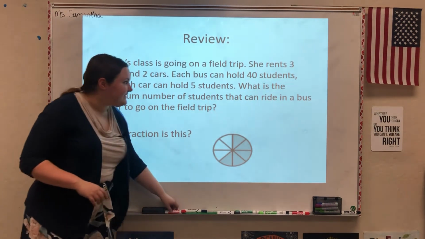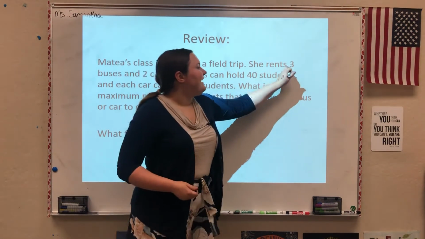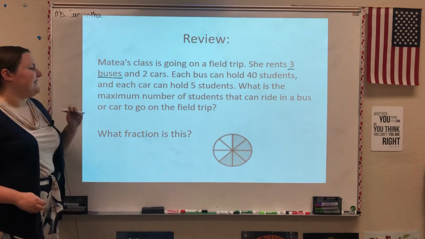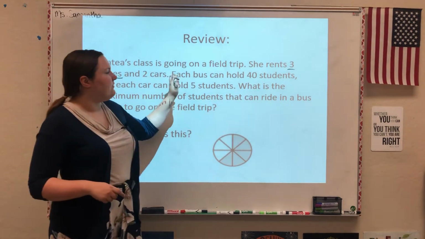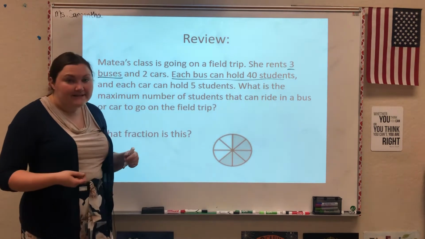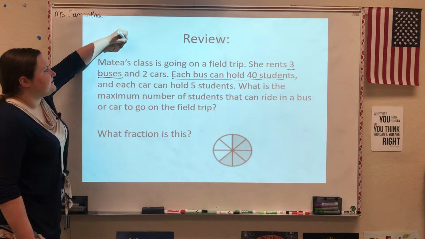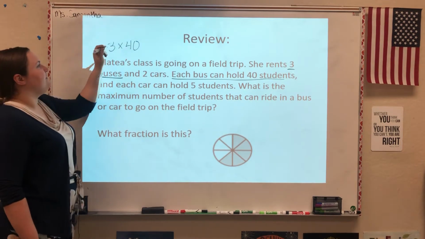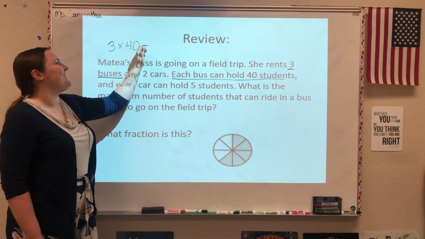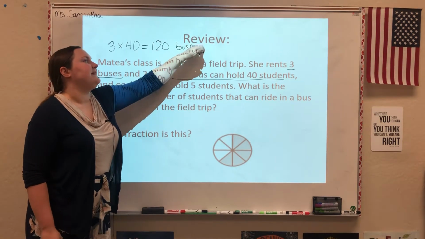All right, so for this one, if she rents 3 buses, each bus can hold 40 students. So to find how many students are going on the buses total, that would be the 3 buses times the 40 students on each bus, which gives you 120 students on the buses.